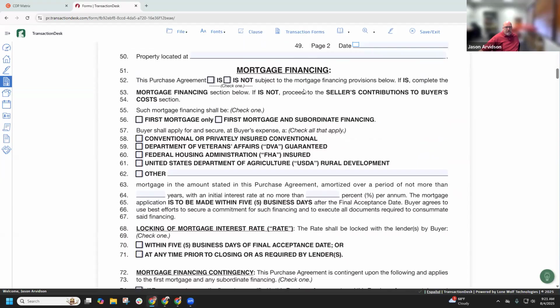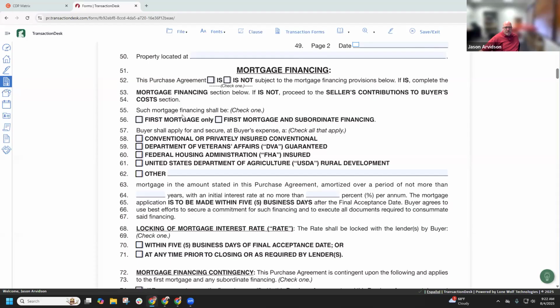So we'll just go over this mortgage financing section in total. Purchase agreement is or is not subject to mortgage financing provisions below. If your clients are not paying cash, then I would always select is. If they're paying cash, then I would go with is not.